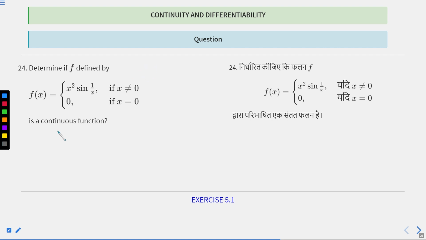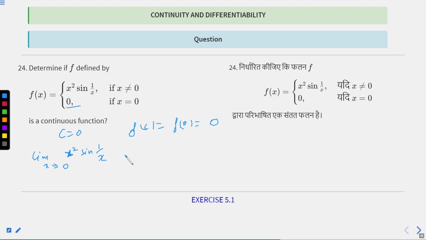So for x equal to 0, this means c is equal to 0. First of all, f of c, which is f of 0, is what? f of 0 is defined like this, so 0. Now the limit as x tends to 0 will be x square sine 1 by x. Simple, x square sine 1 by x. So far so good.